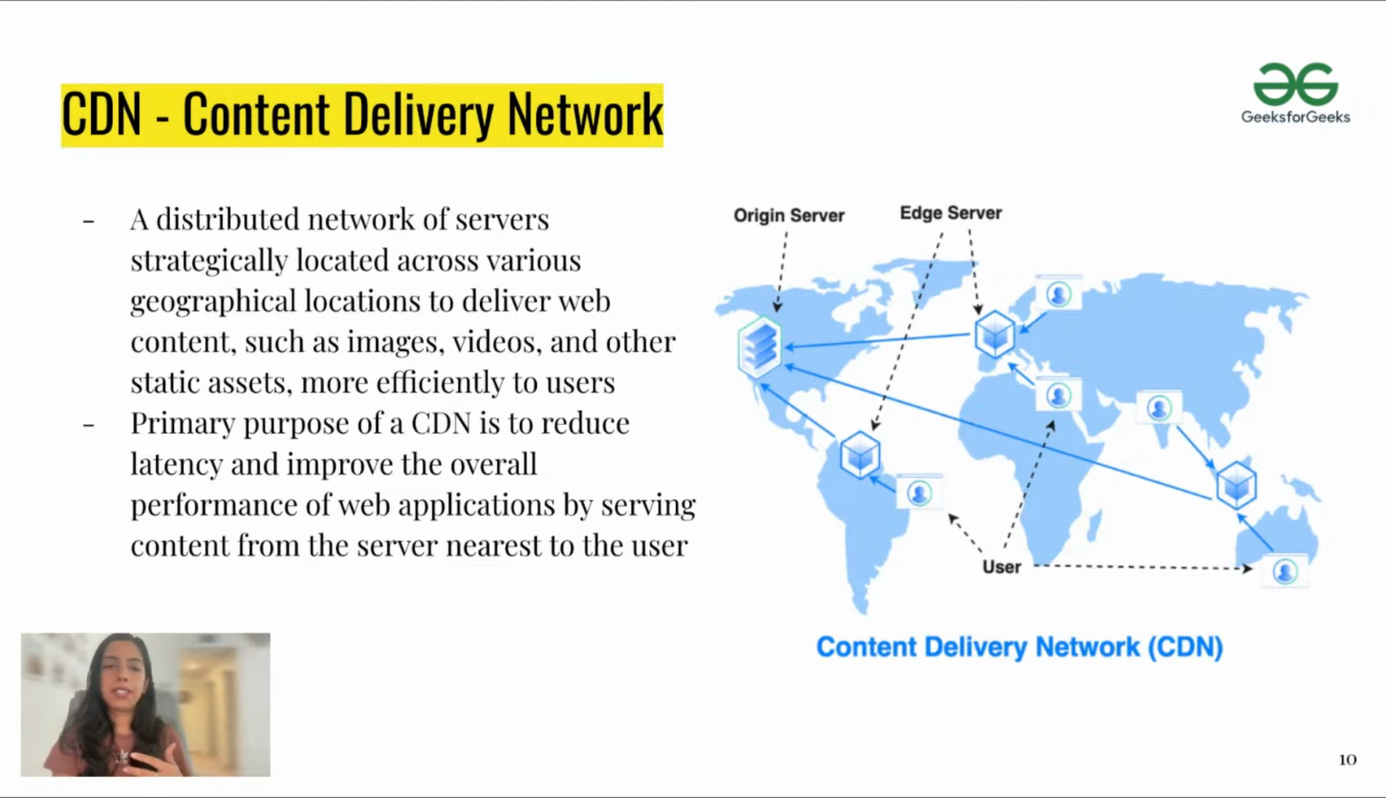Here, the origin server is again the primary server, and all the edge servers, you can think of it like a cache, where all the data from the origin server is replicated across all these servers, and when a user sends out a request, the server that is closest to the user will basically handle that request.